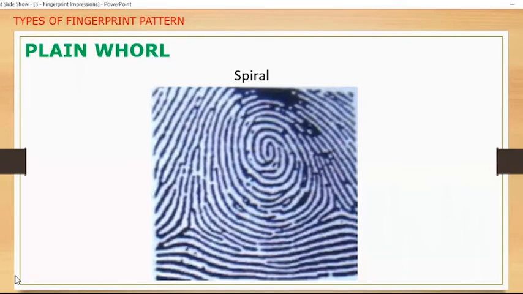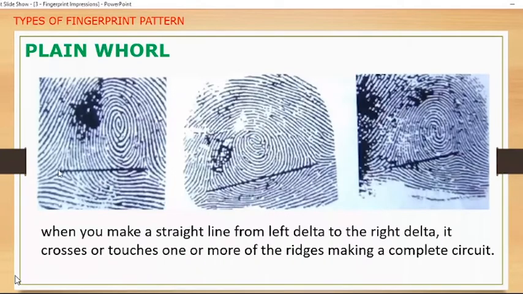Sabi niya, meron siyang dalawang deltas in both extreme sides. The left delta and the right delta. When you make a straight line from left delta to the right delta, the radius making a complete circuit will be crossed by your straight line. Nadaanan ng straight line itong radius na ito na umiikot. So pag nadaanan niya ng straight line nyo, ang tawag dyan ay plain whorl.